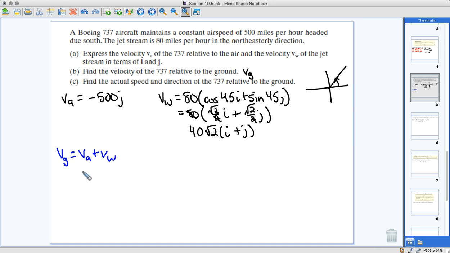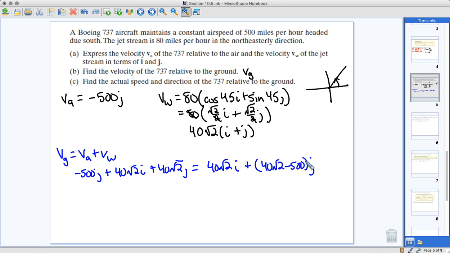So I get negative 500j plus 40 square roots of 2i plus 40 square roots of 2j. So just by distributing. So then if I rewrite this, I get 40 square roots of 2i plus 40 square roots of 2 minus 500 times j, just so I have it in ai plus bj form.